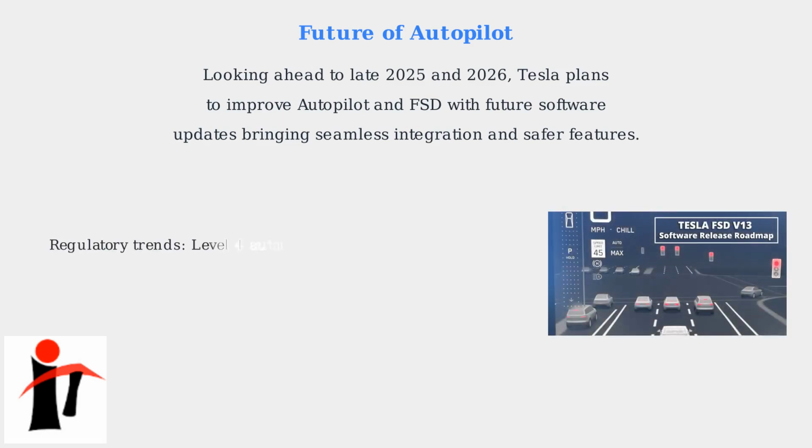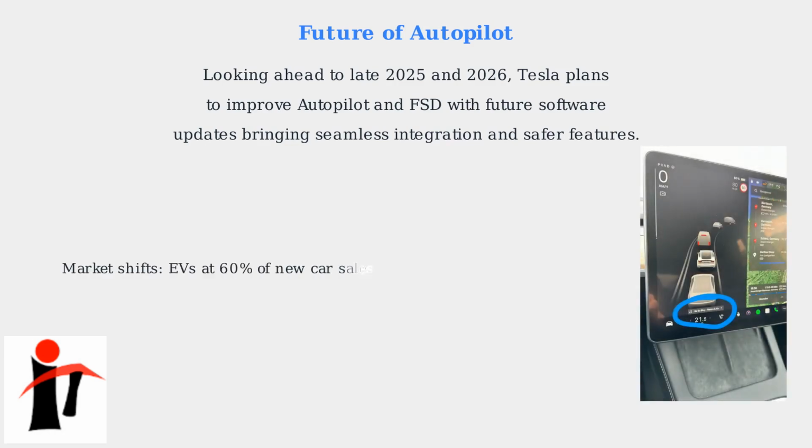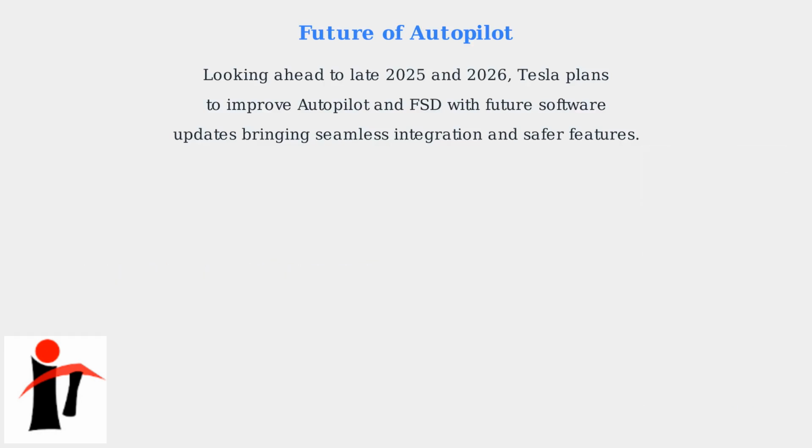Regulatory trends show the U.S. aiming for Level 4 autonomy approval by 2030, with Tesla leading in trials and supervised autonomy modes like FSD supervised. Market shifts indicate electric vehicles now comprise 60% of global new car sales, driving demand for advanced autopilot features. Technological evolution points toward full autonomy by 2028 to 2030. As autopilot technology continues to advance and evolve through software updates, stay updated on the latest features and capabilities.